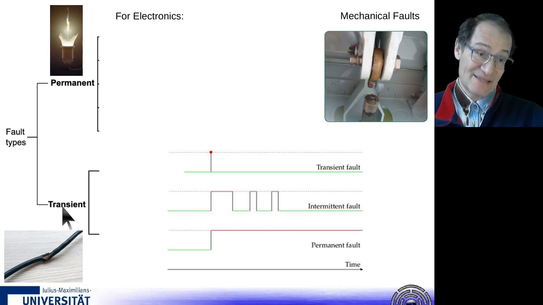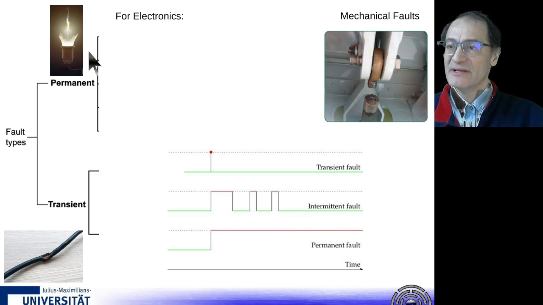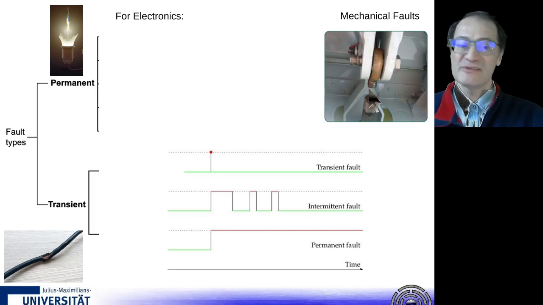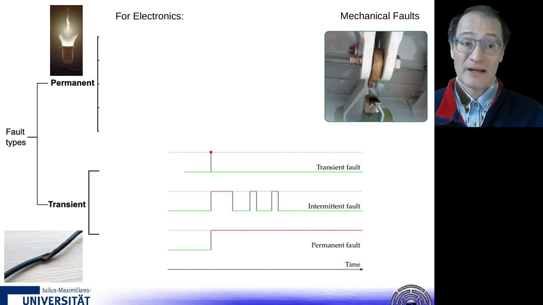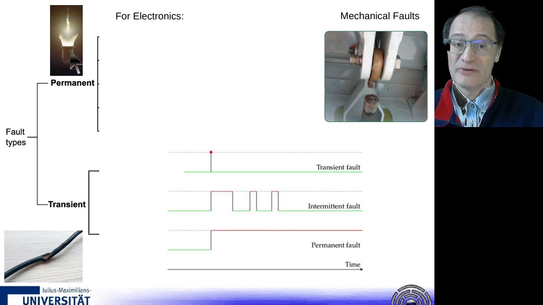The transient has other classifications. And obviously the most typical cases for permanent are mechanical failures. If something breaks, it's broken forever until you repair it. Or electronic failure. So electronic components fail and they don't work anymore until you repair them.